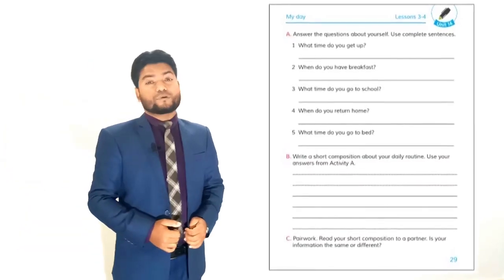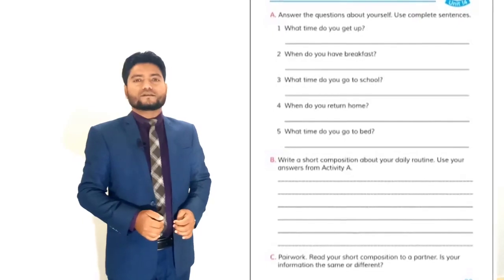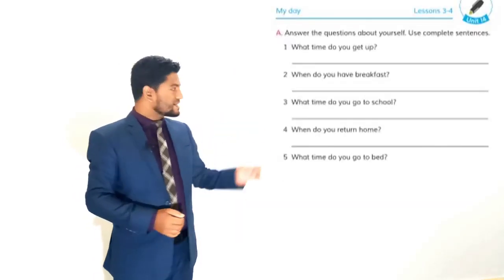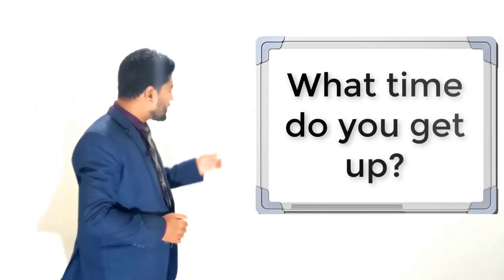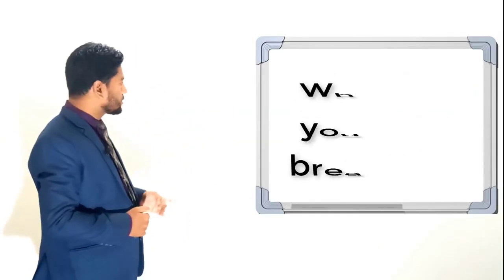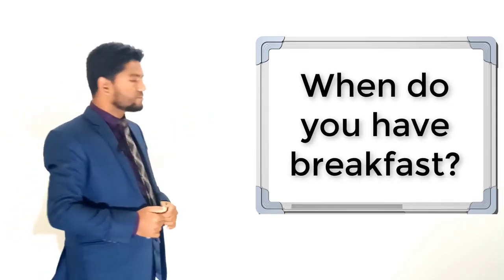At page number 29. Look at the page. There are some questions about yourself. First, read all the questions. Let's have a look. You read the questions along with me. Number 1, what time do you get up? Number 2, do you have breakfast?